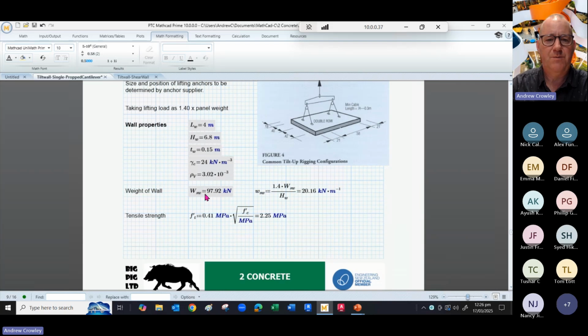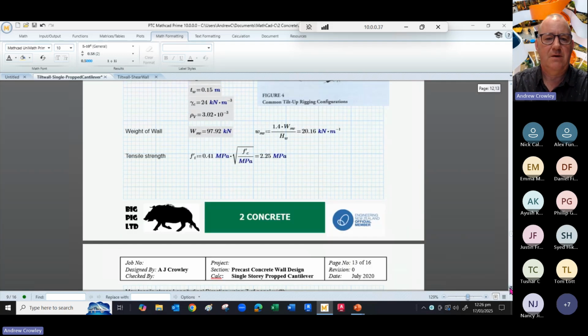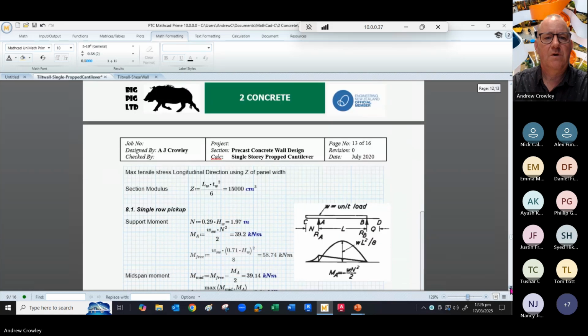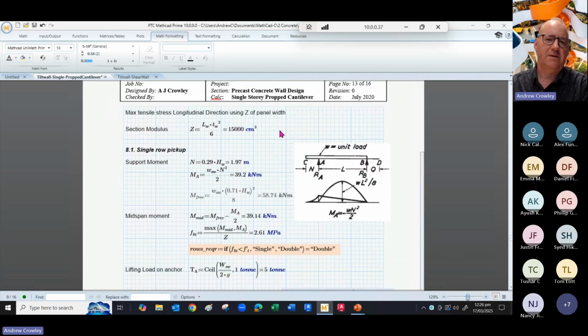So we have our wall properties, work out the weight of our wall, it's 97 kilonewtons, and as above, the tensile strength of the concrete is 2.25. Now, let's look in the longitudinal direction first. We're looking at the gross section modulus of the wall panel.